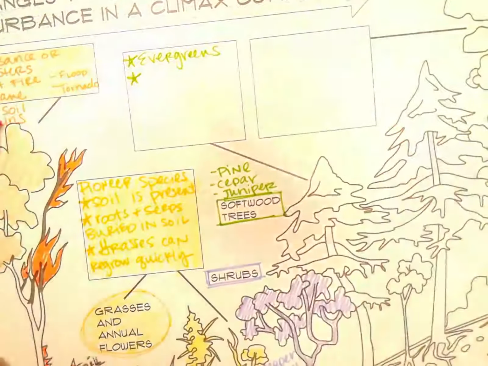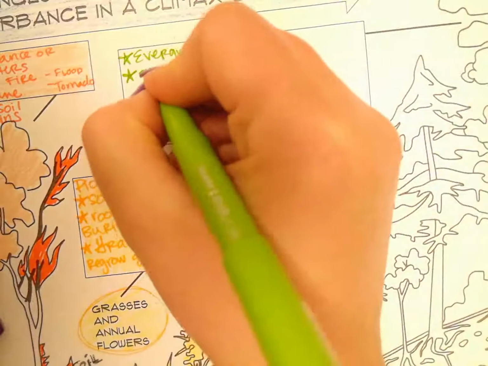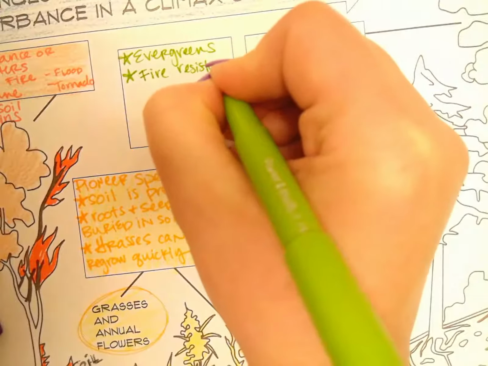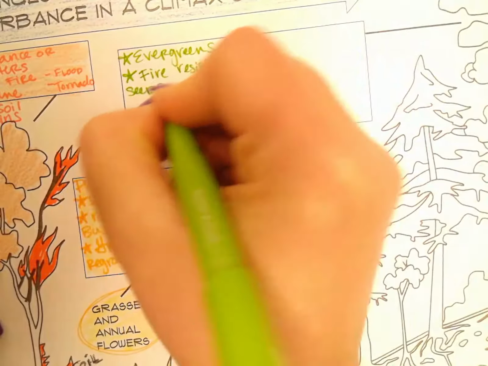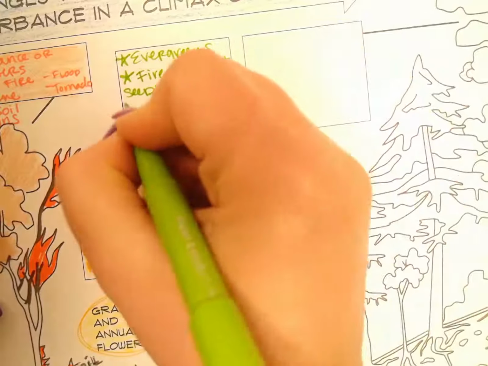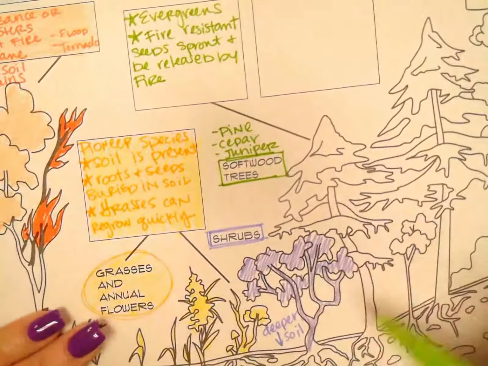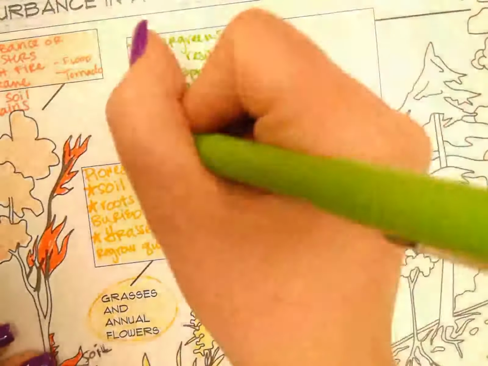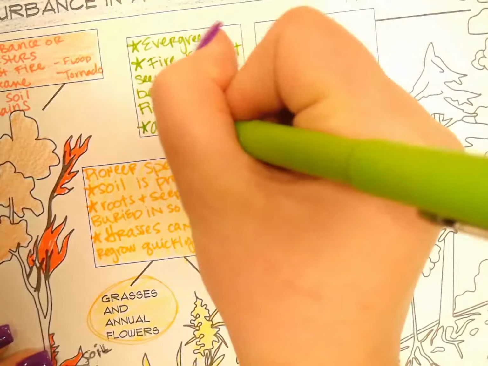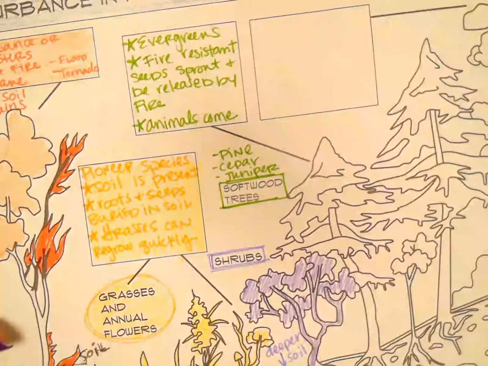And remember, I was just talking about this fire resistance that they have. So these fire resistant seeds are going to sprout and be released by fire, right? And once we have shrubs and small trees, we're going to see more animals come back to the environment, right?